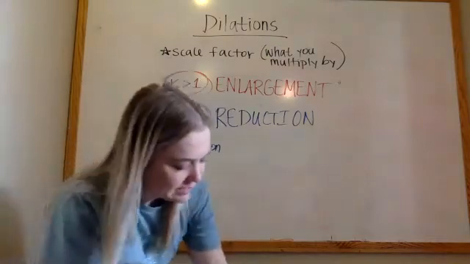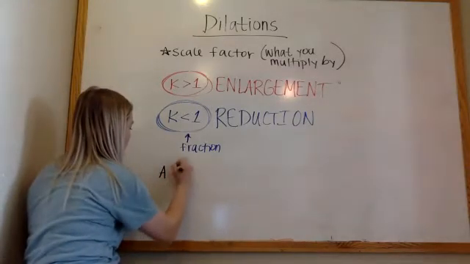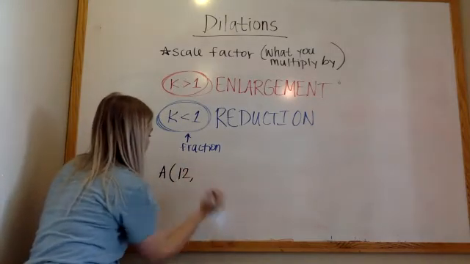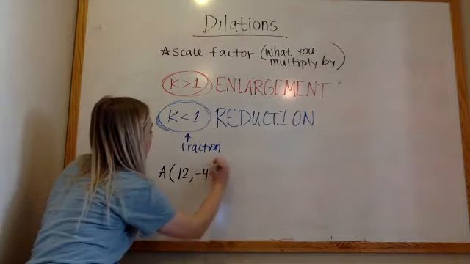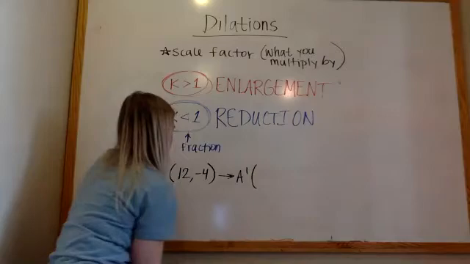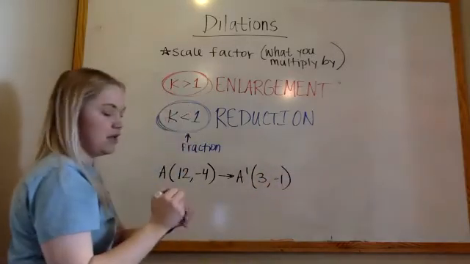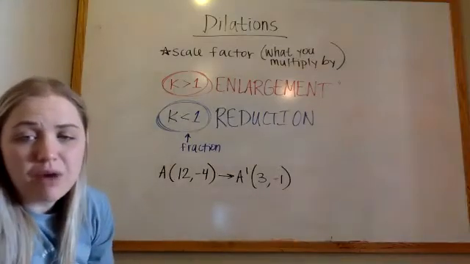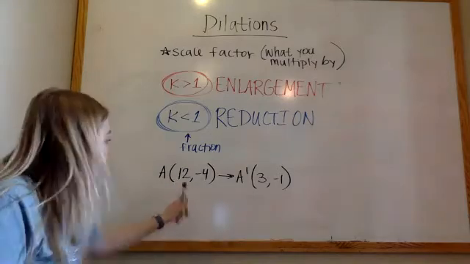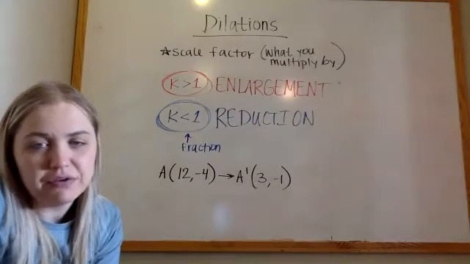So if I had the point, let's see, I'm going to start with this point, A, and it is going to be (12, -4). And if I turned it into A prime, and it became (3, -1). Don't shout it out loud, but I want you to figure out what scale factor I could multiply to get from 12 to 3 and from -4 to -1. You can type it in the comments if you think you've got the answer.